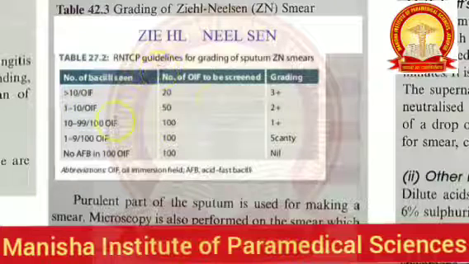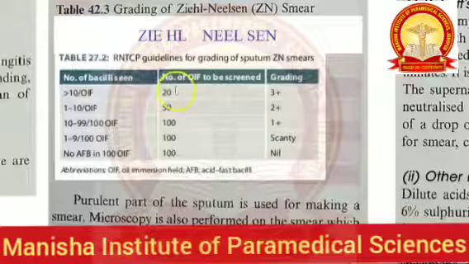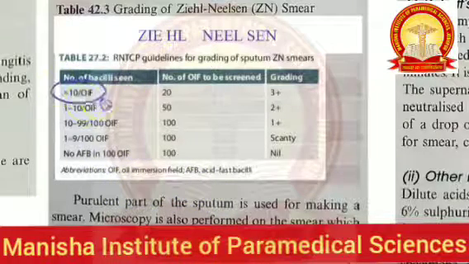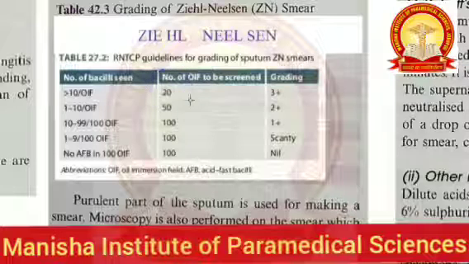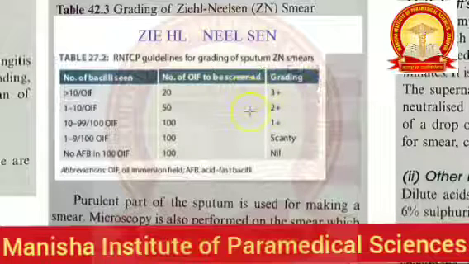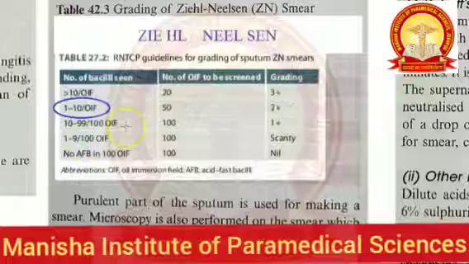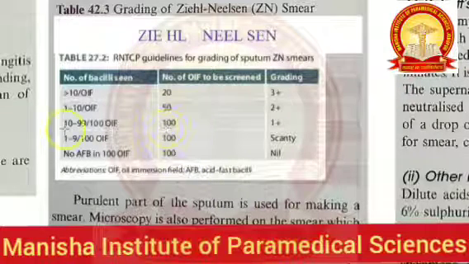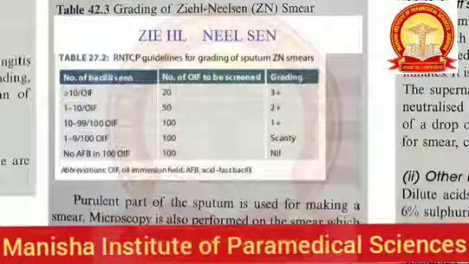Now, the number of bacilli you see: if you are seeing greater than 10 bacilli per oil immersion field, you have to screen how many fields? 20 fields. Then the grading will be the highest, 3+. This is an important table, you have to remember this. Then if you are seeing 1 to 10 in 50 fields, then it is 2+. The last 3 are 100 fields, so how much time it might take, right? 100 fields you have to scan, and depending on what you see, you will give it as 1+, scanty, or nil.